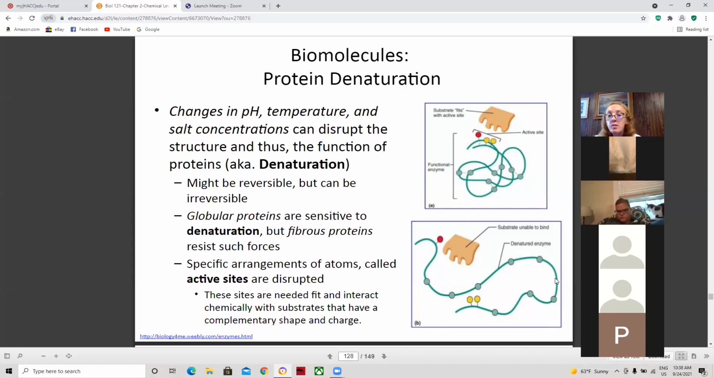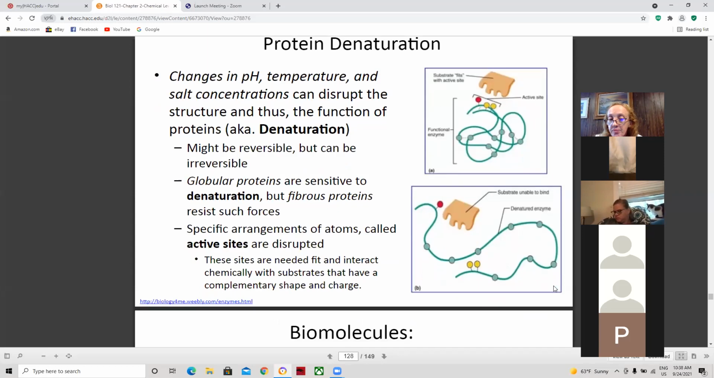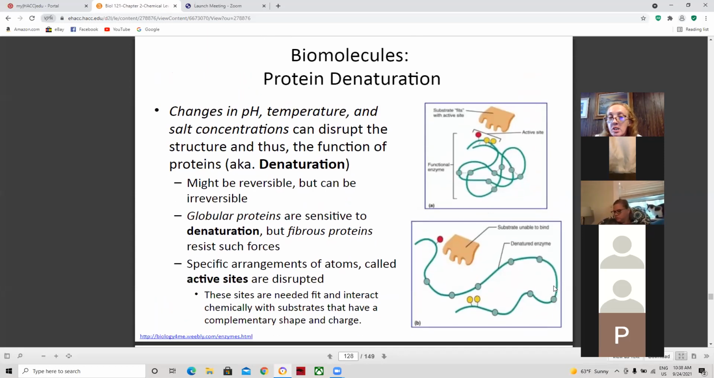So specific arrangements, active sites, are disrupted. These are needed to fit and interact chemically with substrates that have complementary shape and charge. So you need proteins to be able to interact with other proteins, and they have specific sites on the protein where they can interact. Well, what if you disrupt those sites and those sites are no longer available? That's what protein denaturation does.